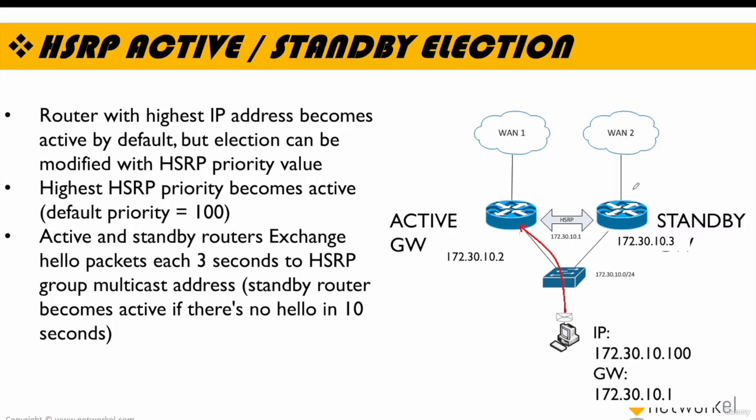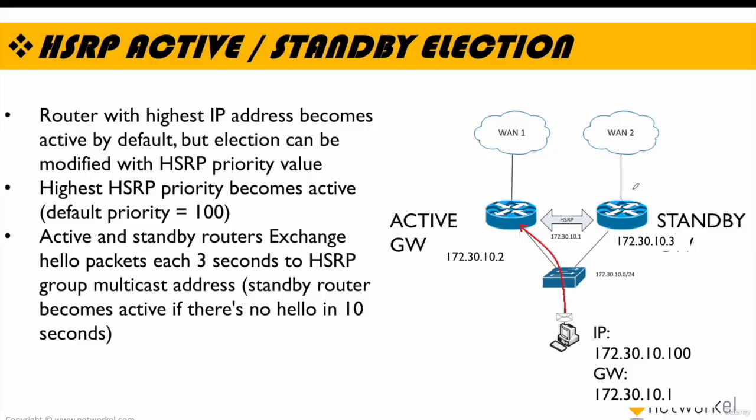And how am I choosing the active and the standby gateways? Okay, so each HSRP router is assigned a priority value. Okay, and the default priority value is 100. So the router with the highest priority will become the active router. Please pay attention, with the highest priority. If two routers have the same priority, the one with the lowest IP address will become the active router.